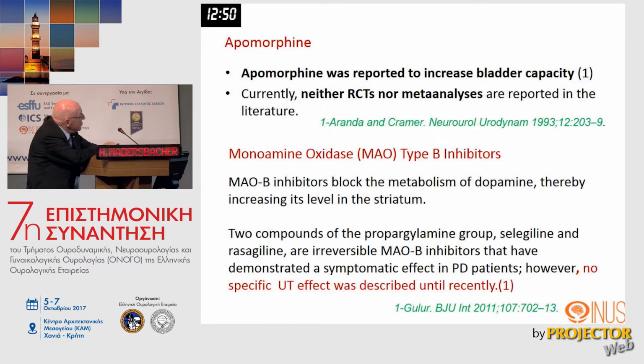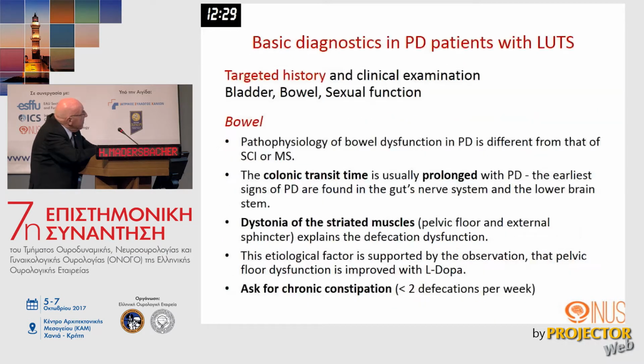Another second-line drug besides apomorphine are the MAO type 2 inhibitors. They block the metabolism of dopamine and therefore increase its level in the striatum. But if you go with the literature, there is no specific effect on the urinary tract described so far.